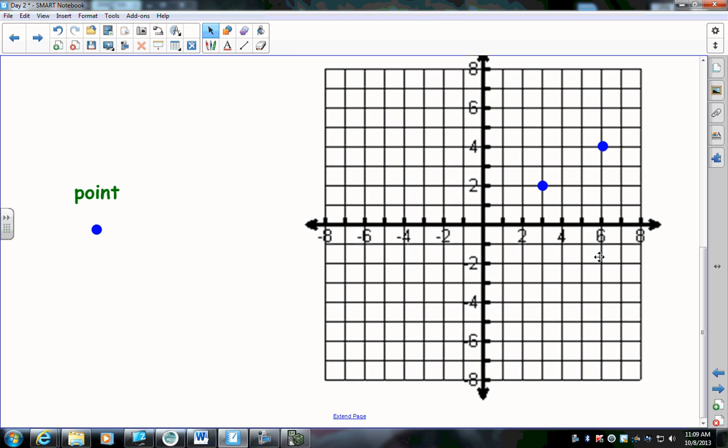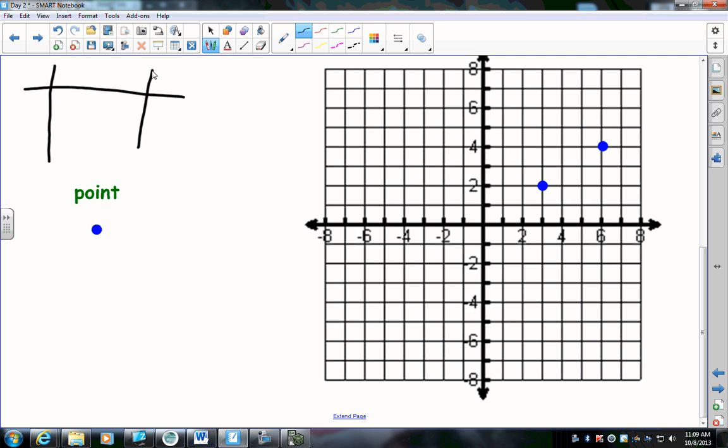Now, you can find slope one of 2 ways. I can go over here and put in my table. Let's see, we have 3, 2, and I have 6, 4. When we've done this in a table to figure out if it's linear or not, what have I always told you to do first? Delta y first, right? I've always said do delta y first.